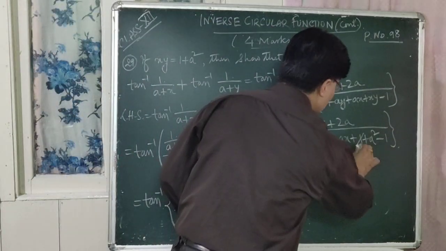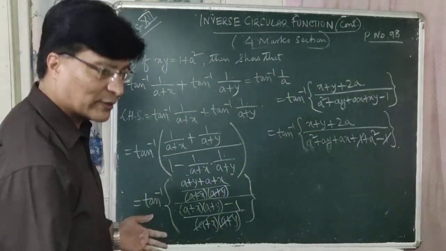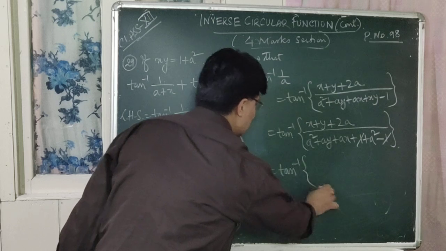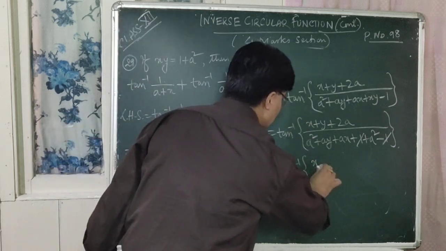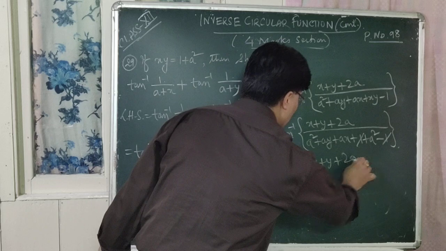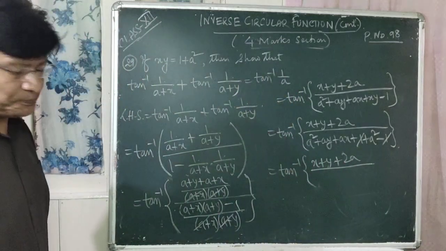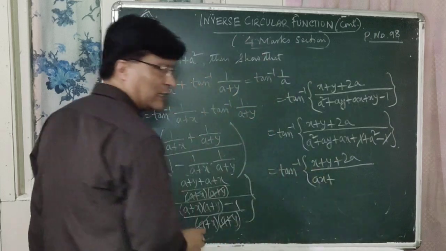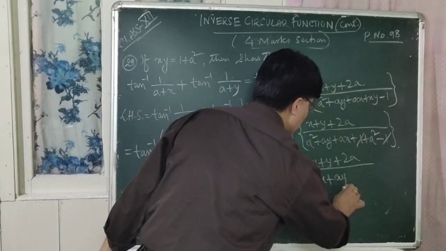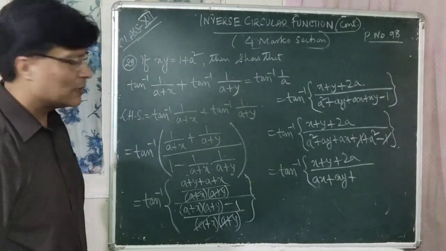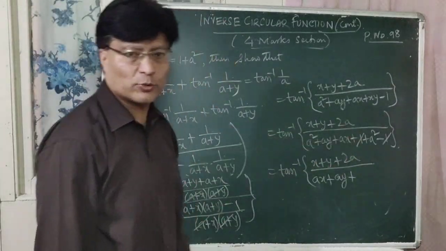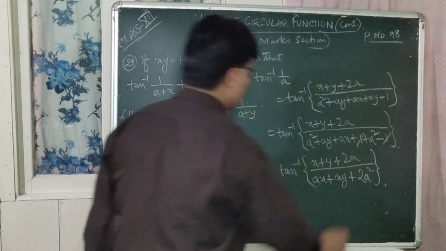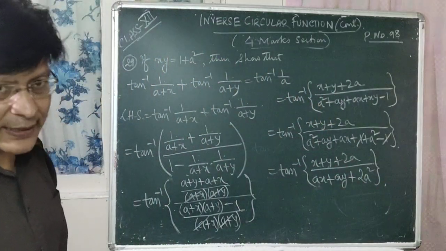So here you can cancel, plus 1 minus 1 gets cancelled. So it is equal to tan inverse, within second bracket, the numerator remains same. But in the denominator, first you write this ax, then you write ay plus. Next, what is this a square plus a square? It is 2a square, second bracket is closed. Is that clear?